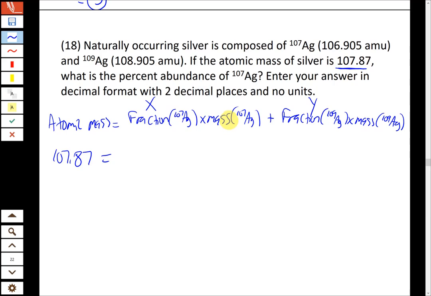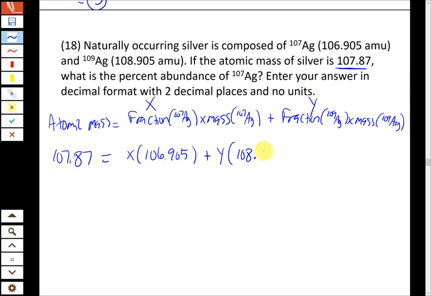Okay, so we have the atomic mass of silver, and we're going to have the mass of each isotope multiplied by the fraction. So it's going to be x times the atomic mass of the 107 isotope, which is 106.905, plus the second isotope abundance, which is y, multiplied by the mass of that one.